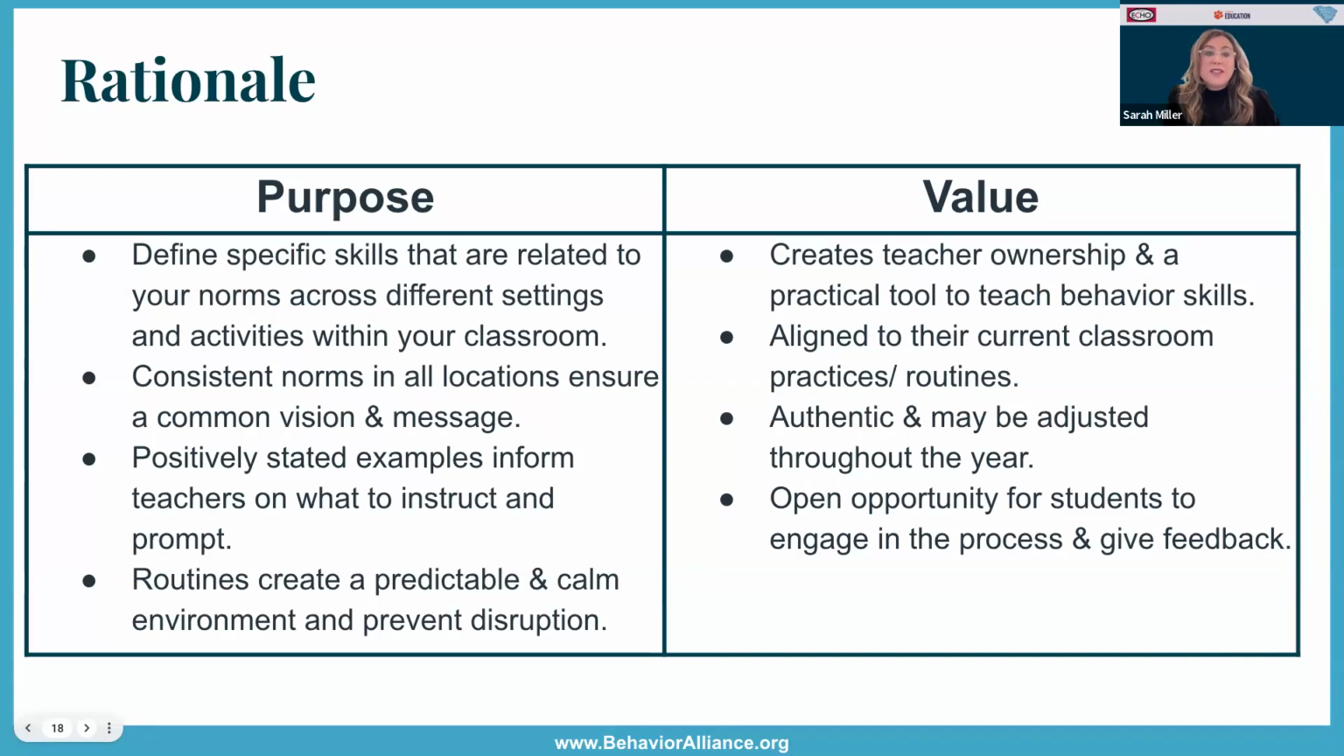And we want it to be authentic to the teacher, that can be adjusted throughout the year and open for students to engage in that process and to give feedback. So we want the teachers and the students to have ownership of this classroom matrix.